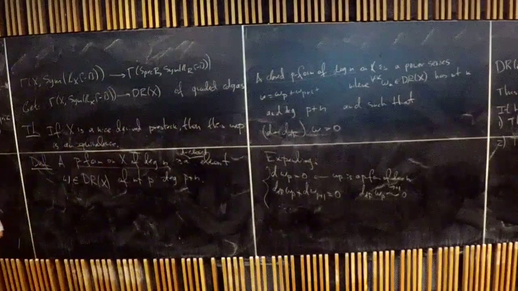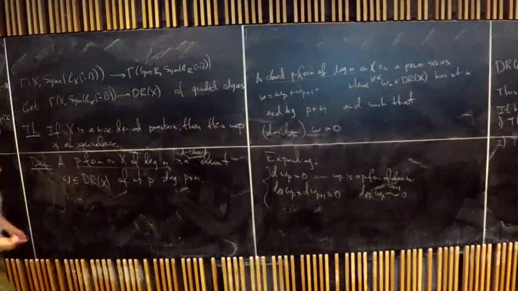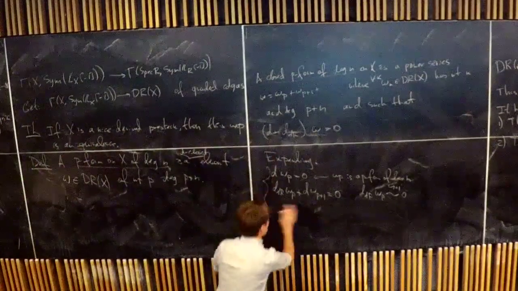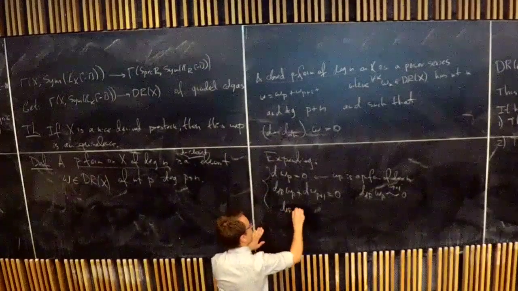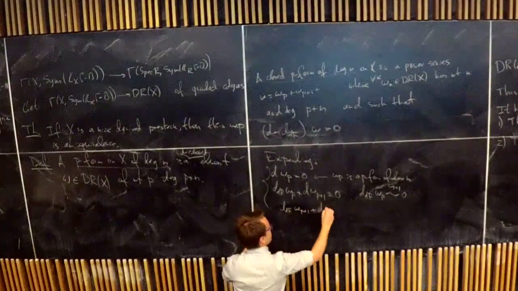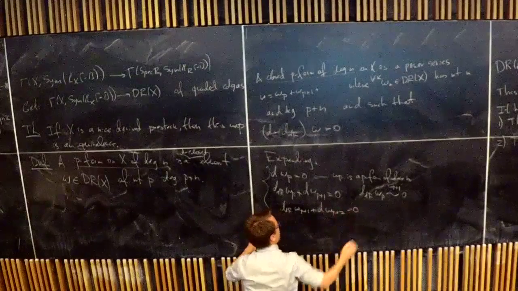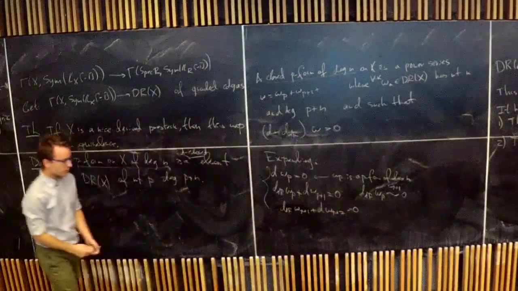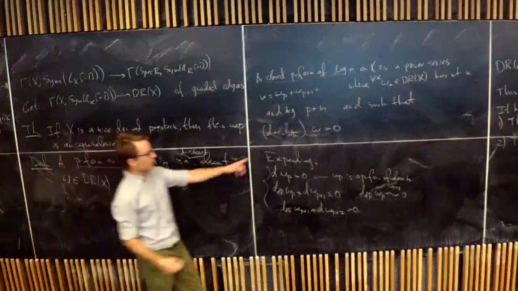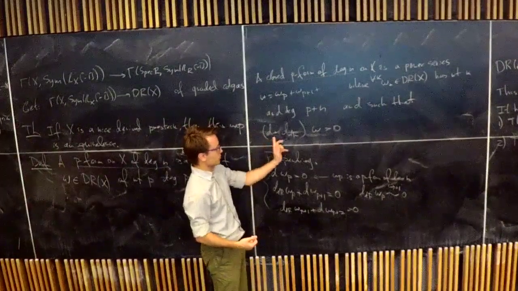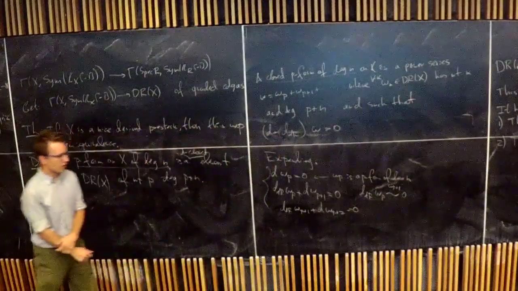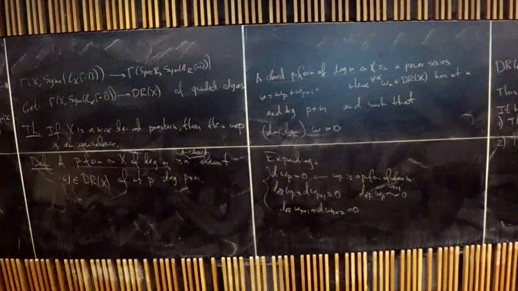Can you say just one more of them to get it better? It's going to continue like this. De Rham increases the weight by one, and d preserves the weight, so there are only two possible terms. I do only want to consider d closed.